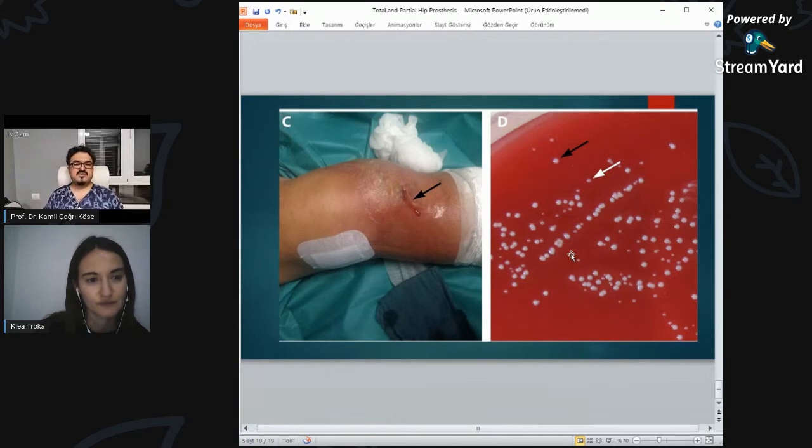And then we remove the infected prosthesis, treat the wound with antibiotics and antibiotic-impregnated bone cement. And then, when the blood work shows that there's no infection left, we replace the prosthesis with a new one. Okay.